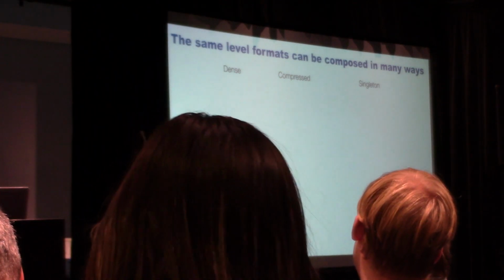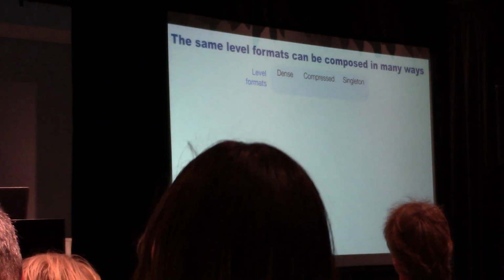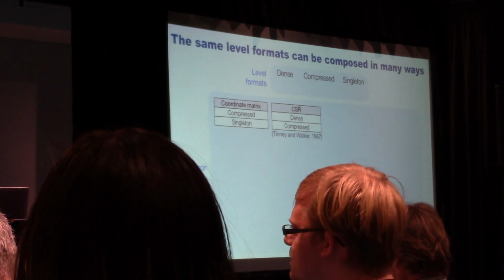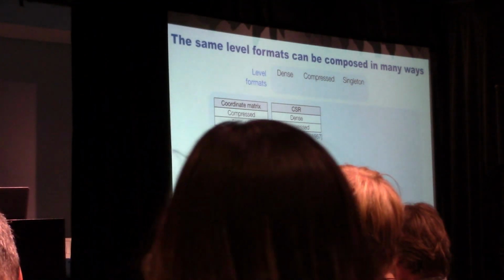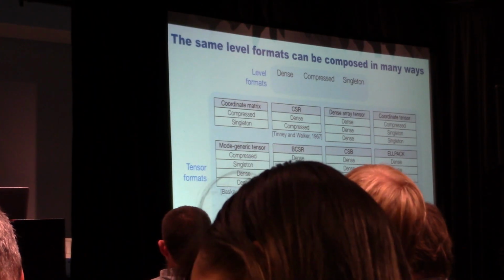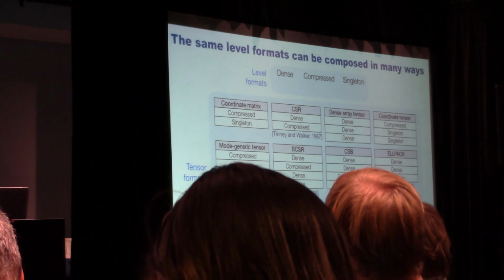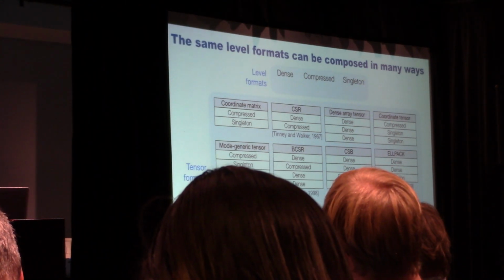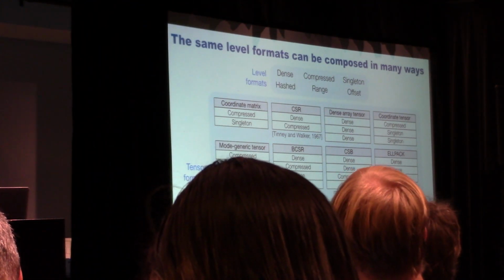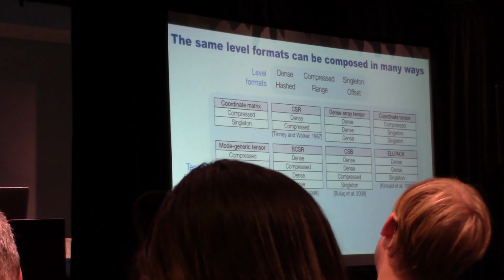So we can just push this forward. What happens is now we have come up with 3 different level formats that represent levels, and now we can use these formats to build any tensor format. I showed you how to do the coordinate matrix and CSR using these representations, but we can do more. We can use these to represent most of the other representations that are out there for matrices and even higher dimension tensors using these 3 formats. Furthermore, we can add 3 additional level representations: one for hash, one for a range, and one that is just an offset representation.